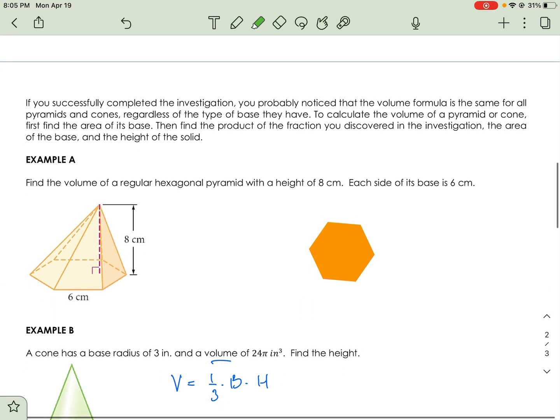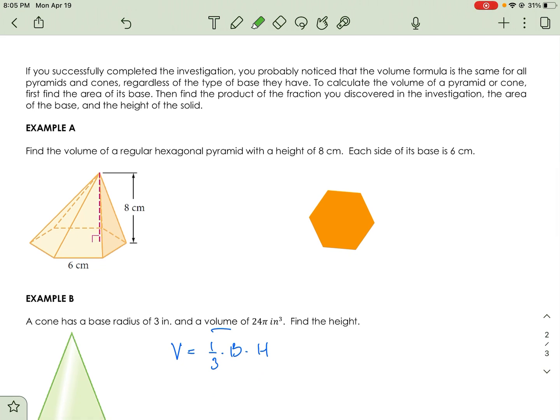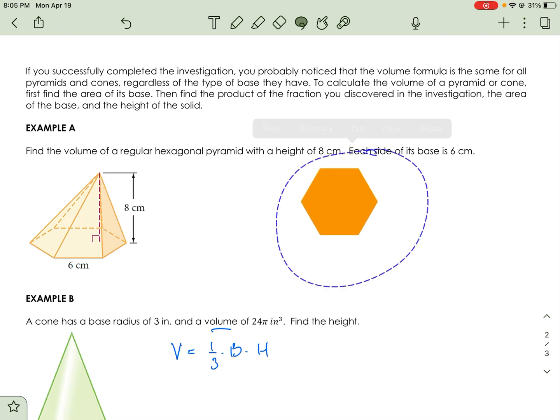So in this first example, it says find the volume of a regular hexagonal pyramid with a height of 8 centimeters. Each side of its base is 6 centimeters. So the first thing that we need to do is recall what a regular hexagon is. A regular hexagon is where all the sides and angles are congruent. So we know that this is 6 centimeters, this is 6 centimeters, and so forth.